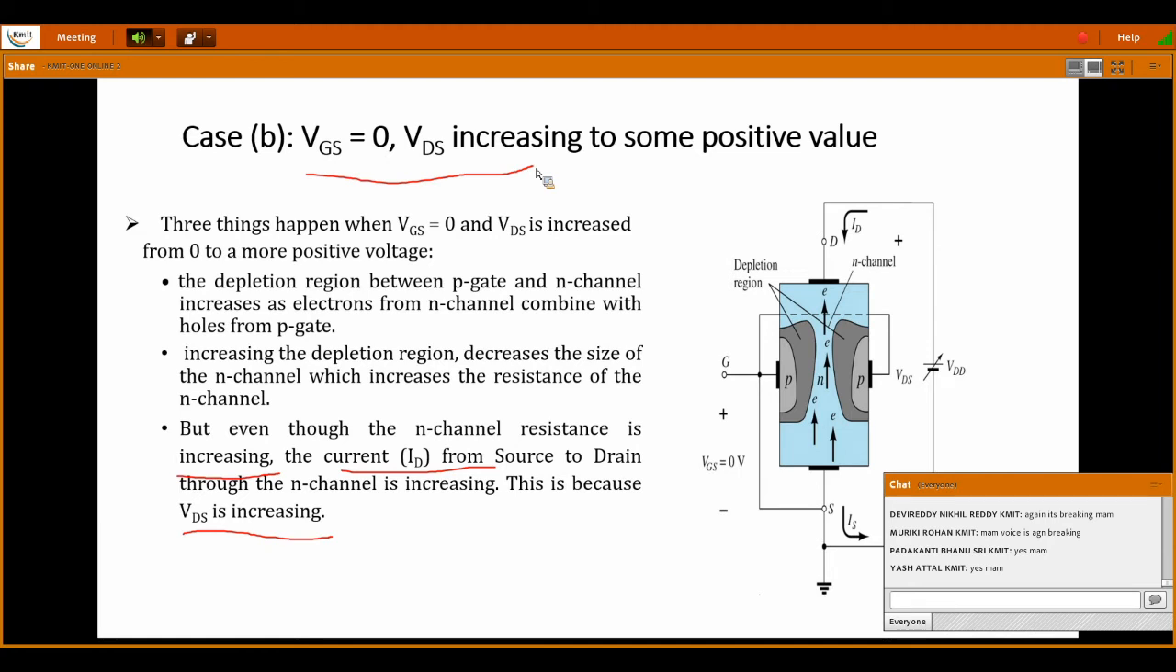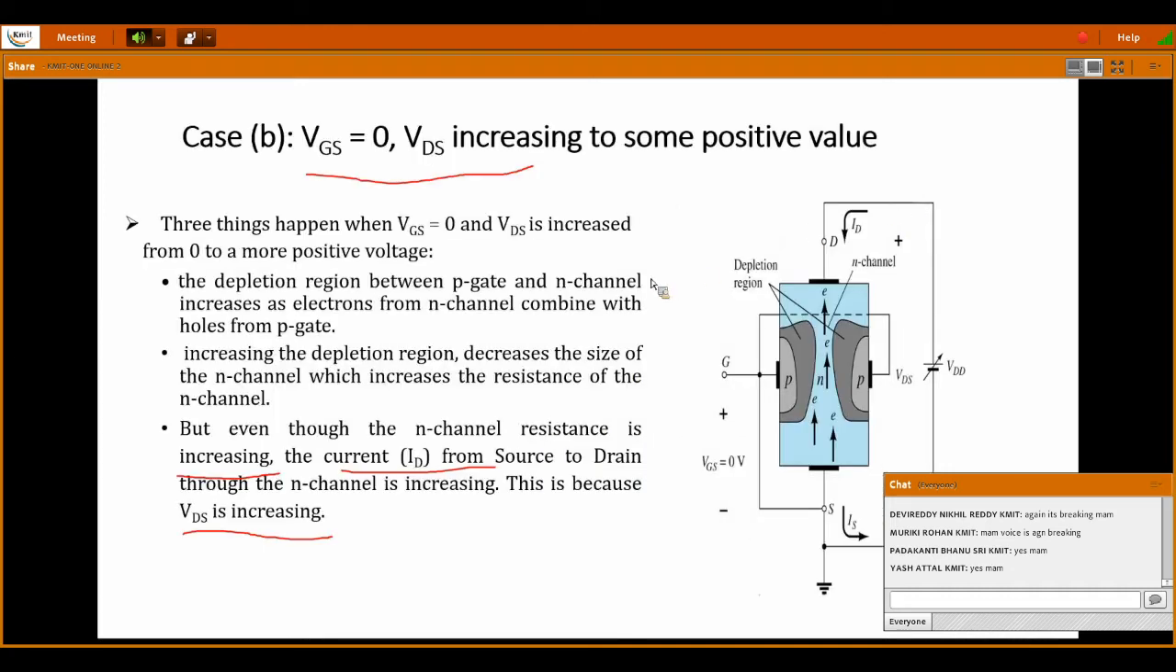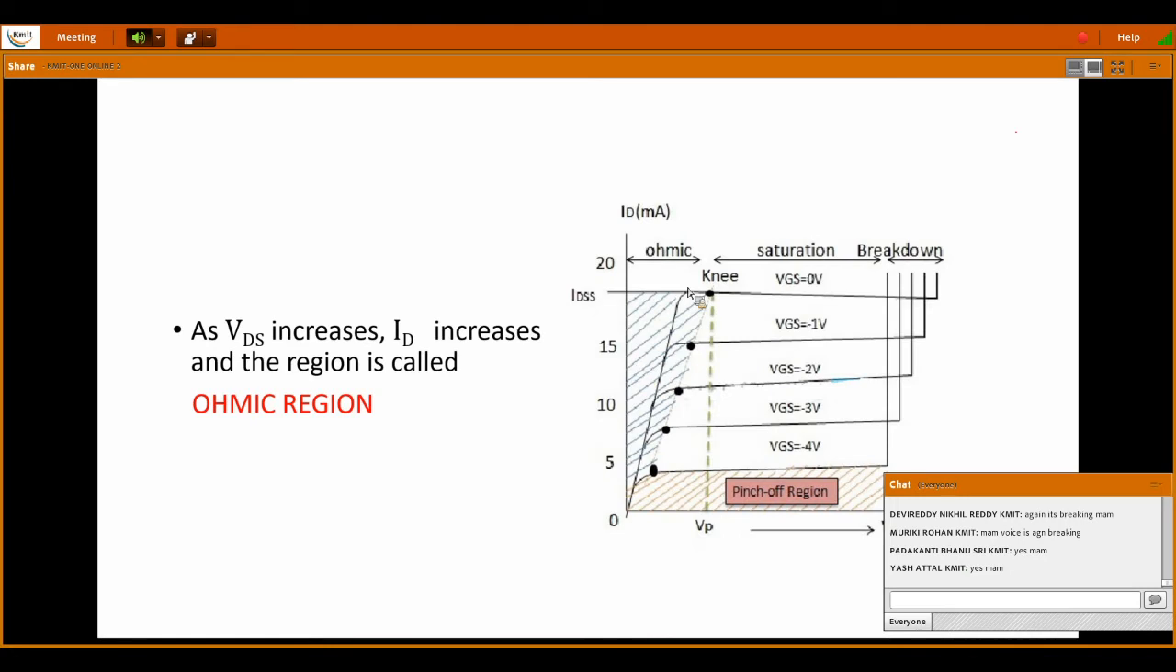So when VDS is increasing, initially ID is increasing. That is, the drain current is increasing. So that region is represented on the graph like this. Here you can see an ohmic region.